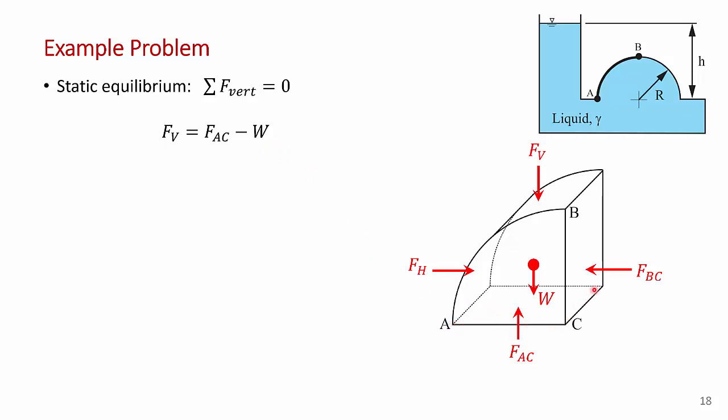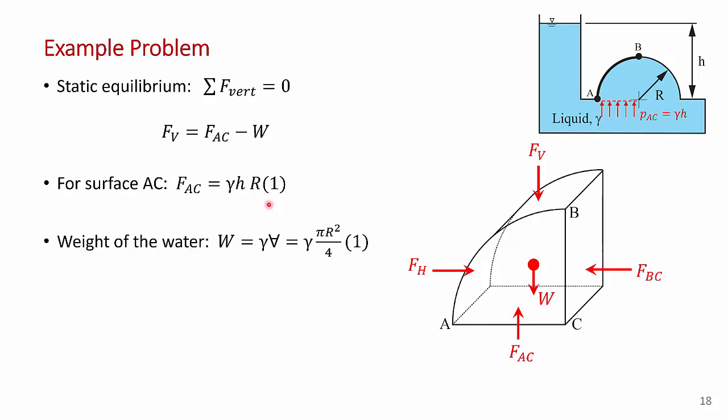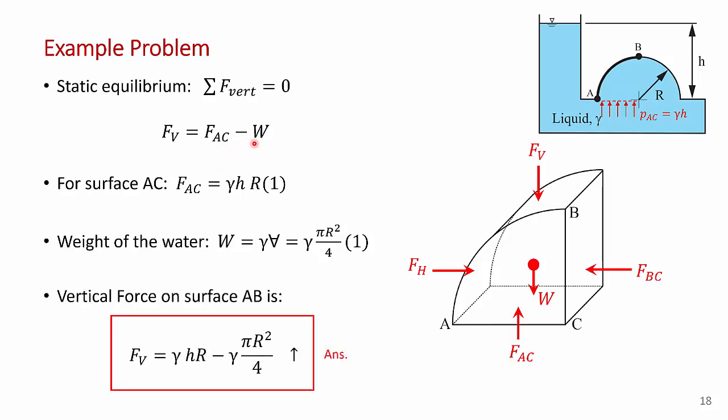So let's get the force on this surface. It's going to be the pressure on this surface times its area. Now, this is a horizontal surface. AC is horizontal, so it has a uniform pressure distribution, and the pressure is just equal to gamma H. So the force on this surface is just gamma H times the area, which is R times 1. So there's the force on surface AC. The weight of the fluid element, it's a quarter circle, so pi r squared divided by 4 times unit depth, this is volume, times gamma. And now making the substitutions for FAC and W, we get a rather simple expression for the vertical force on surface AB. And again, we showed earlier that the hydrostatic force on the surface from the water is upwards. And that completes this problem.